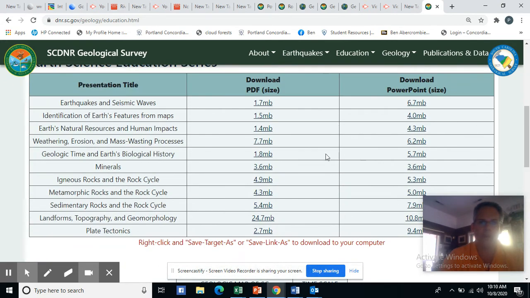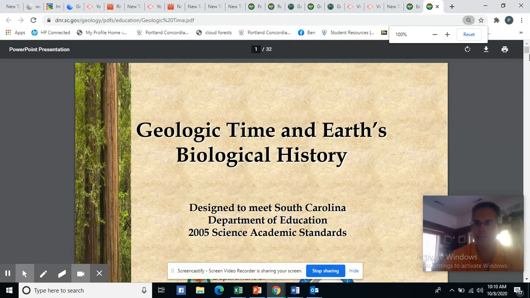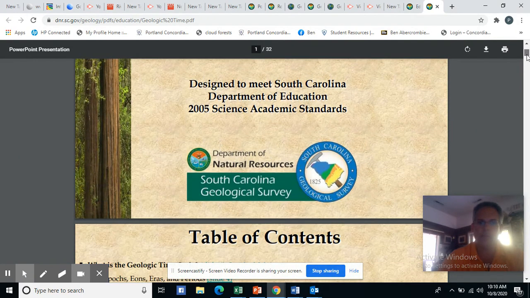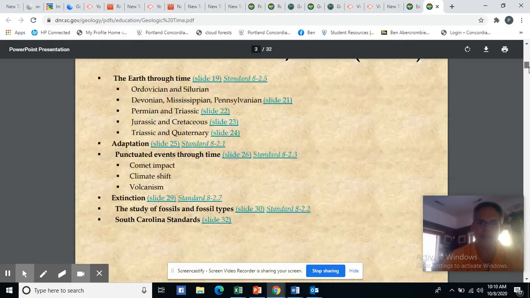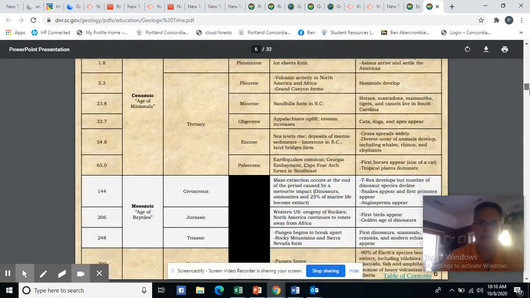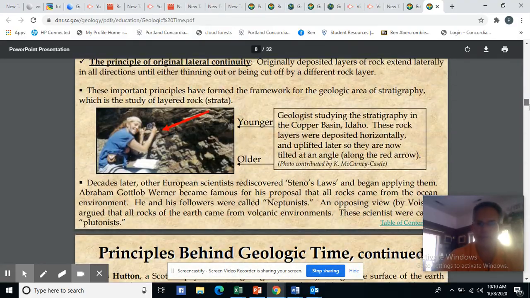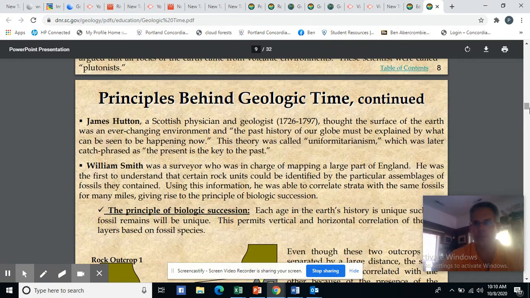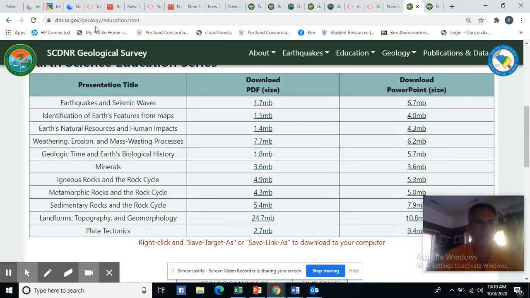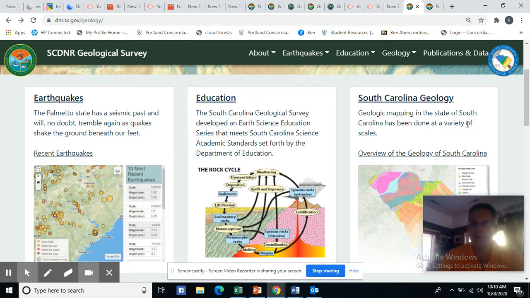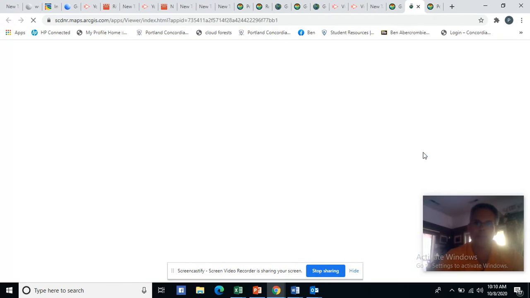A lot of these things here are obviously correlated to science standards. So these are great. You can just bring one up here. We'll do one. We'll take a look at the geologic time zones here. It'll take you through the 2005 science academic standards, and how it's correlated. And then it talks about the different types of topics that you would see when talking about geologic history. We're also going to take a very unique look at South Carolina. We're going to go back out of here and check out the overview of the geology of South Carolina.